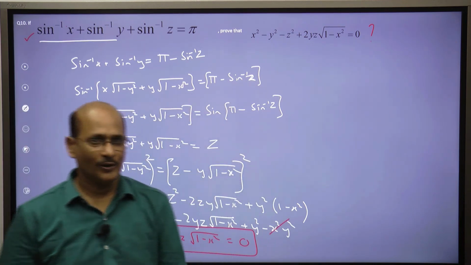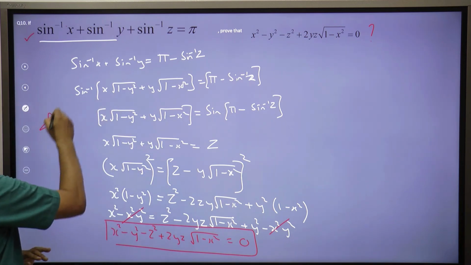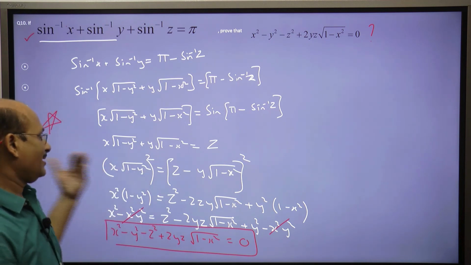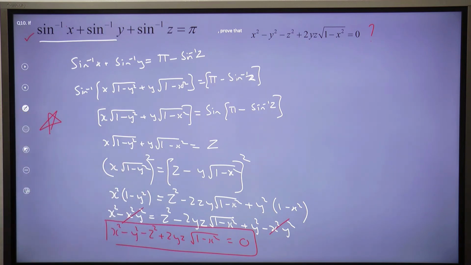I hope you got this point clear, children. So pause and note it down. I would just mark a star. This has come twice in the board exam. It is not in the same paper, and I don't know the years, but definitely in recent times it has come. Okay, so please note it down.